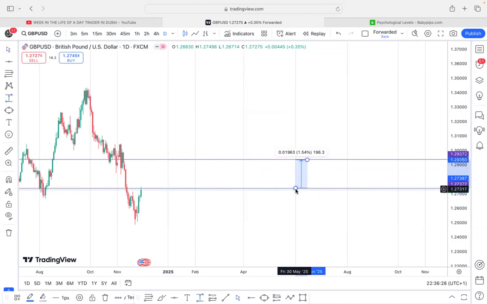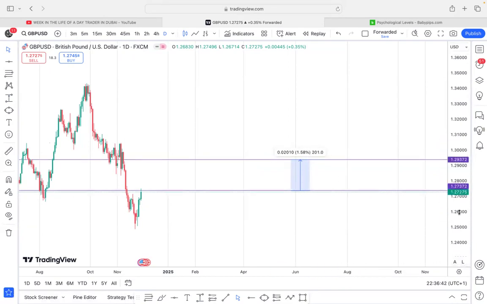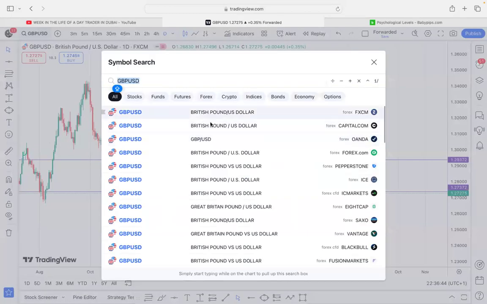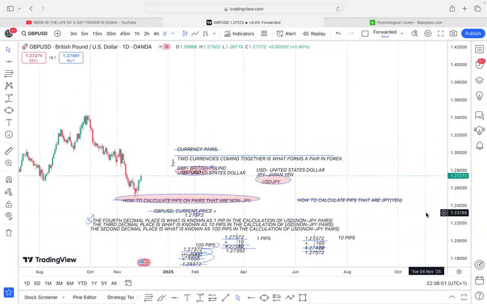Okay, now price moved 200 pips. Look at it. You can see the digits here. We have 198. It's not complete, but it means 200. Do you get it? But let me go back and show you when we calculated 100 pips.